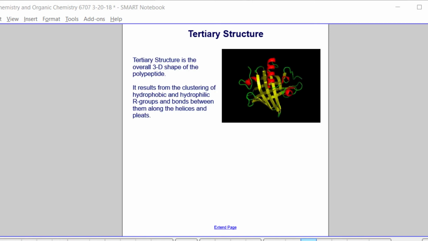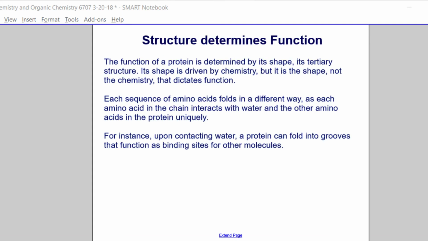Tertiary structure is the overall 3D shape of the polypeptide. It results from the clustering of hydrophobic and hydrophilic R groups and bonds between them along the helices and pleats. You can see an example of tertiary structure shown. The function of a protein is determined by its shape, its tertiary structure. Its shape is driven by chemistry, but it is the shape, not the chemistry, that dictates the function.